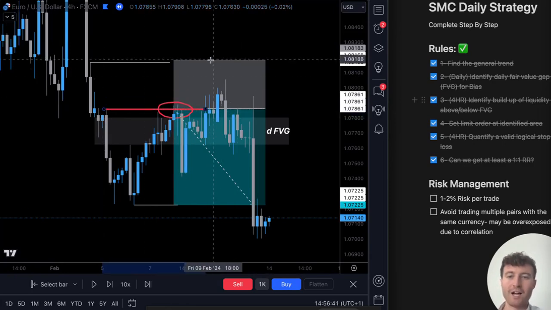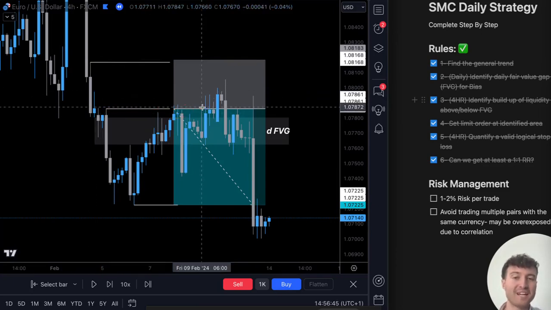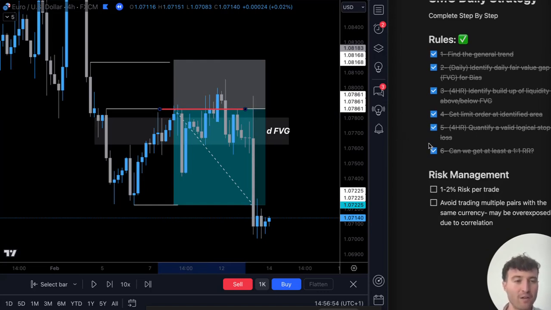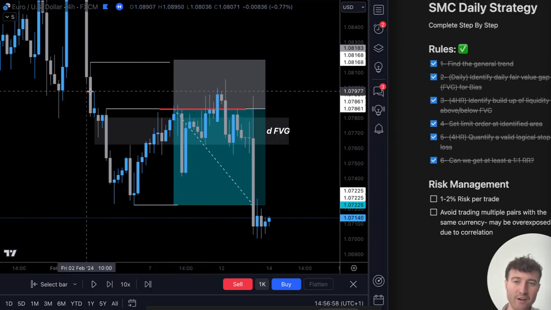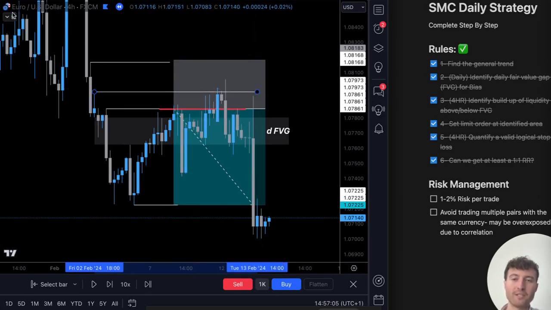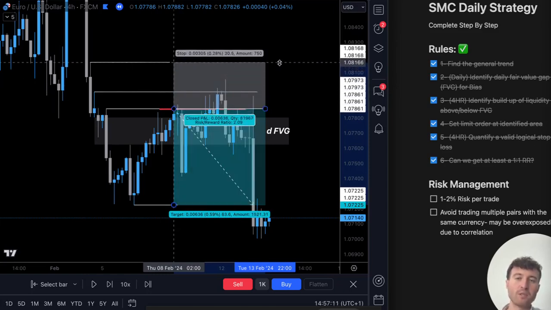And number 4, we need to set a limit order at the identified area of where the liquidity was built up. Step number 5, we need a quantifiable, valid, logical stop. Because we identified we could have swept this liquidity as well, which we actually did in this example, we need a valid stop above there, because this is way too tight of a stop. So give it some room to breathe.